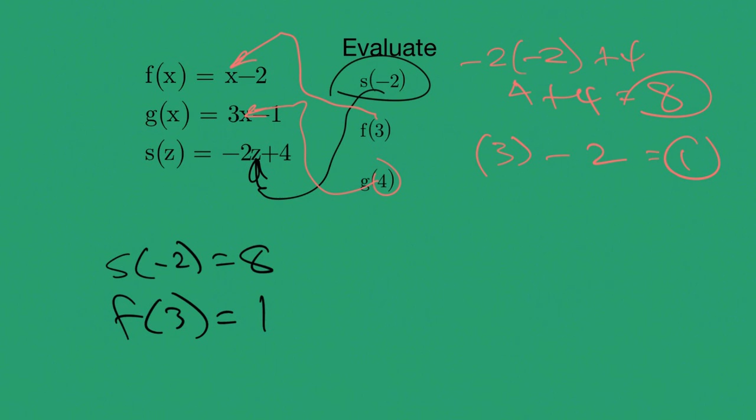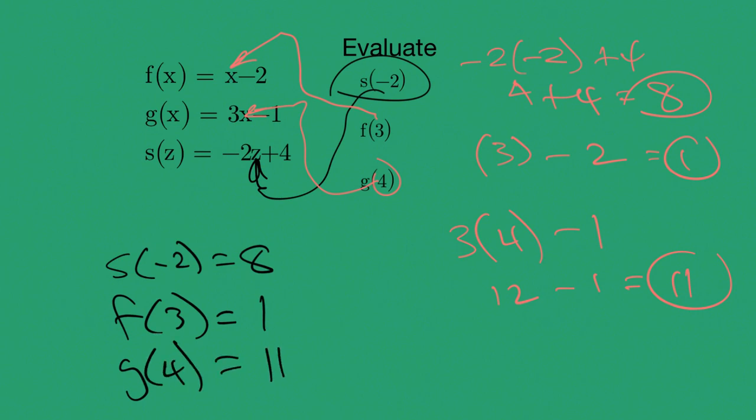Now that's 3 times x. So it's going to be 3 times 4 minus 1. What is 3 times 4? 12. And 12 minus 1? 11. So G of 4 is 11.